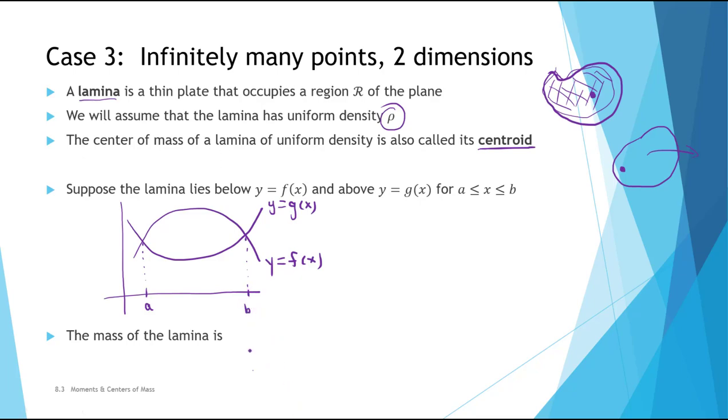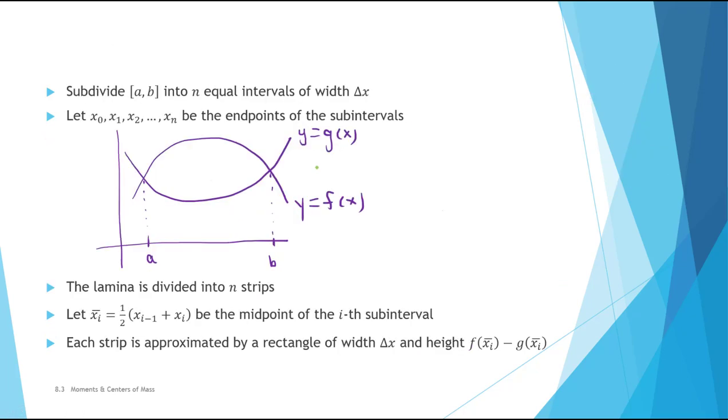We can find the mass of the lamina just by taking the area and multiplying by that density rho. So rho times its area, but we know that the area between those two curves is the integral from a to b of the top curve, f of x, minus the bottom curve, g of x, integrated with respect to x. To understand this, we'll take the interval from a to b and subdivide it into n equal subintervals, each of width delta x. Then we will label the endpoints of those subintervals, x0, x1, all the way up through xn.